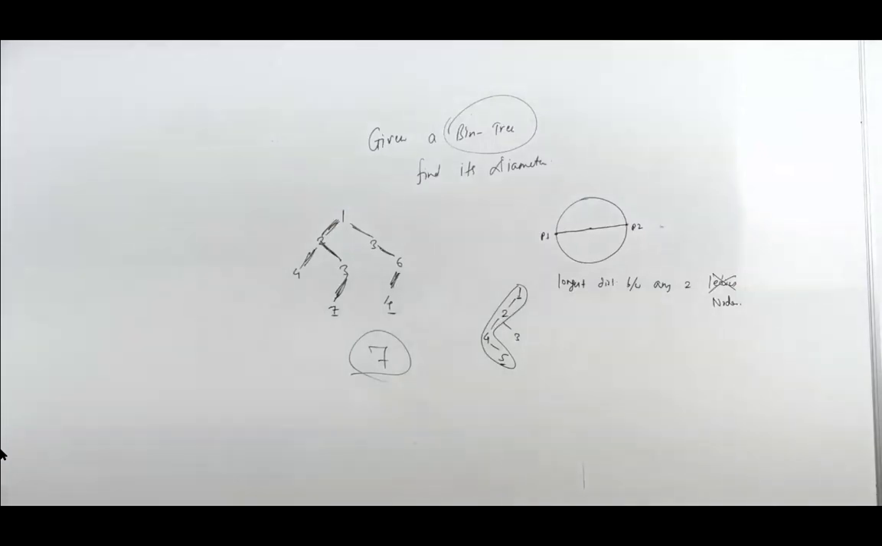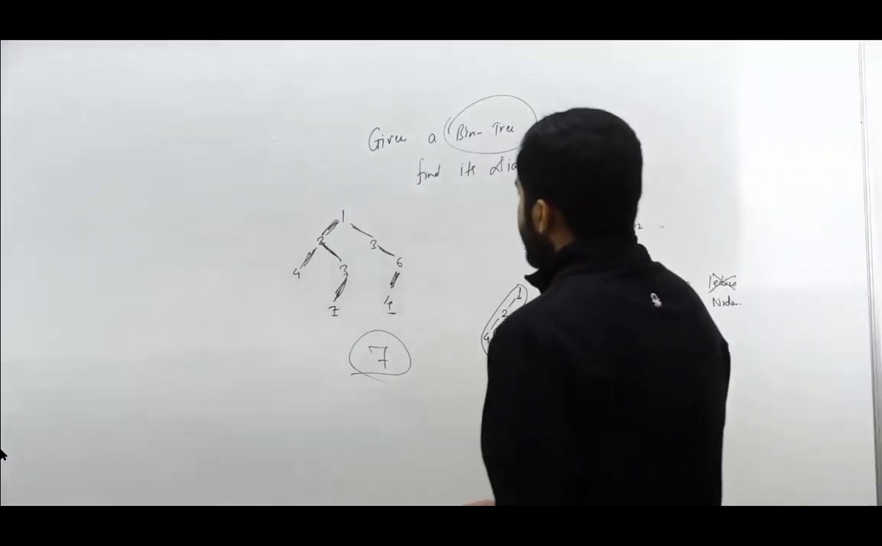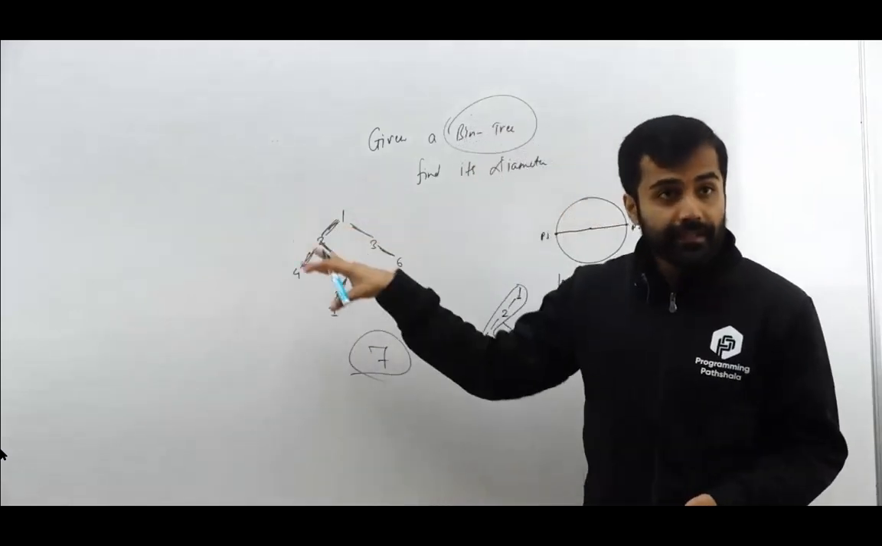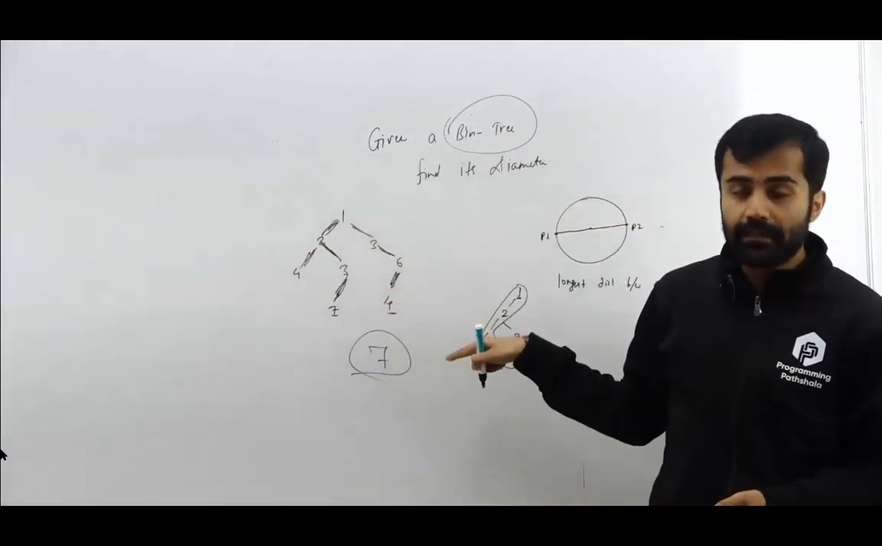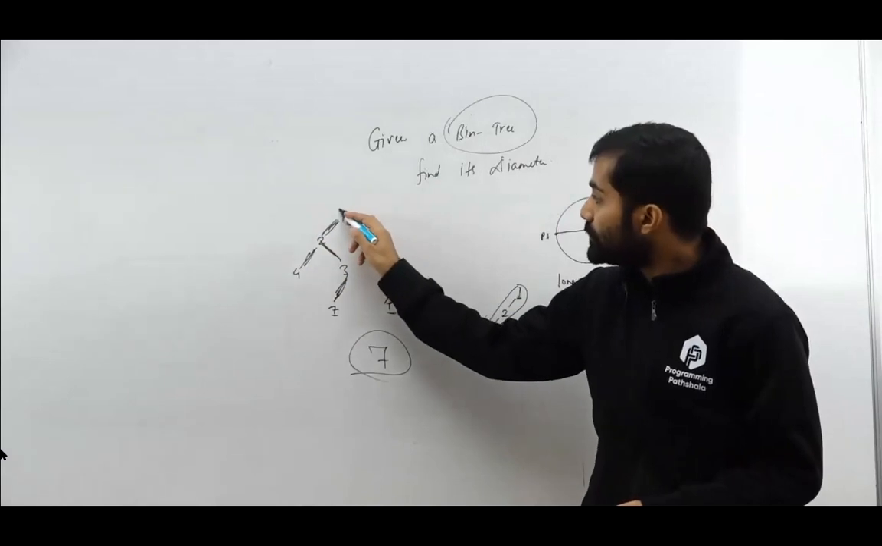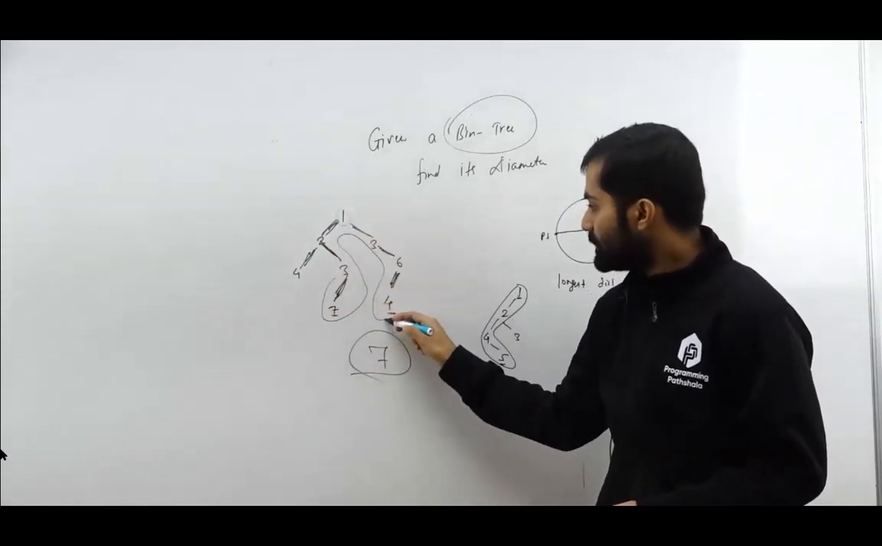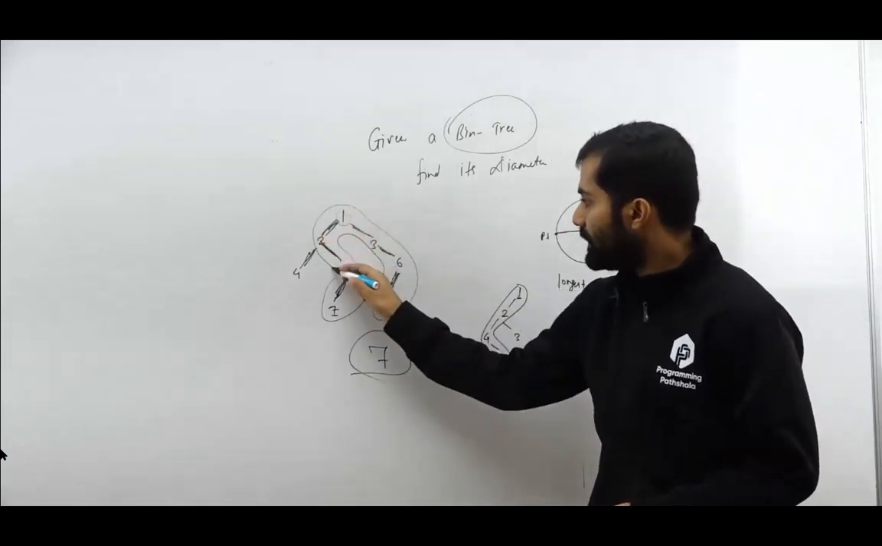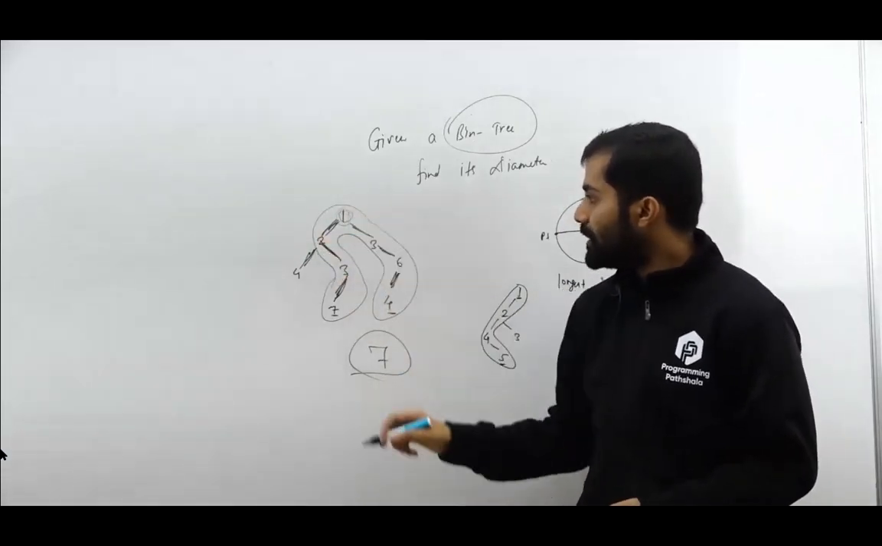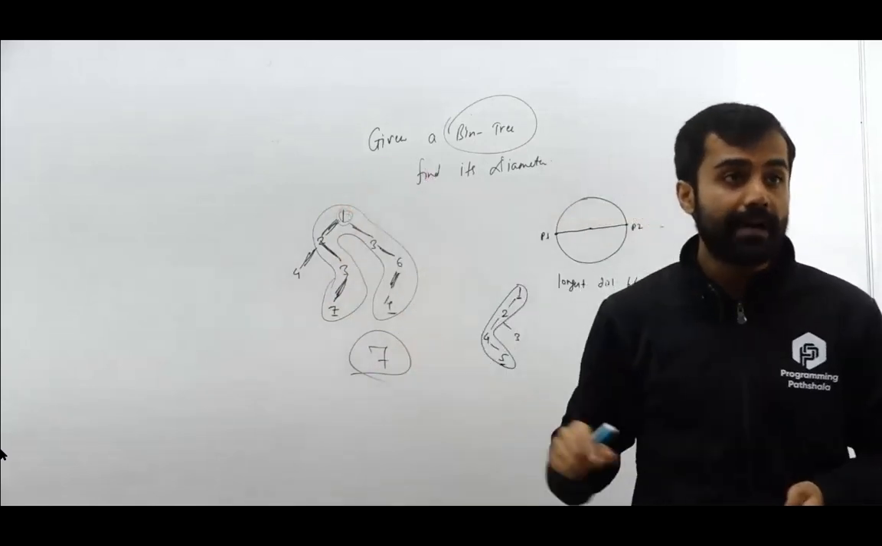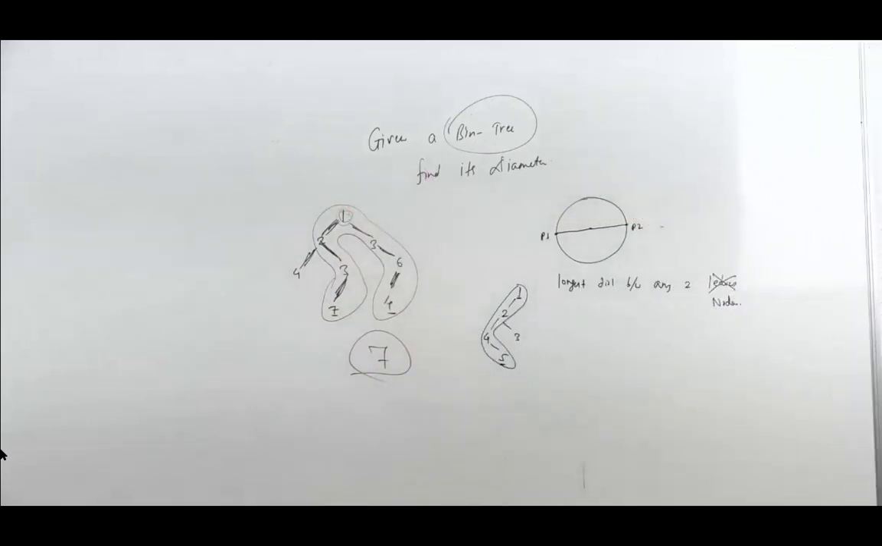Now tell me one more thing. Certain people also say that the diameter of a tree, which is the longest path, will always pass through the root. Like in this case, this is the path which gives your diameter, and it is passing through the root. So sometimes people say it will always pass through the root. Is it correct? Yes or no? The answer is, again, it is not correct.